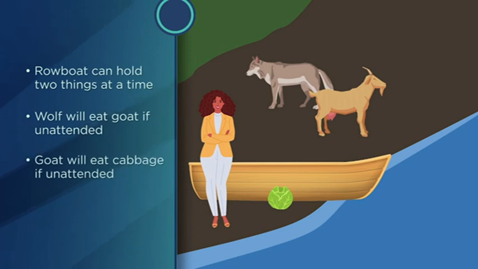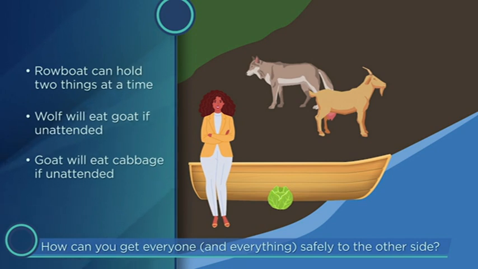And if the goat is left unattended with the cabbage, then the goat will eat the cabbage. We'll assume that the wolf has no interest in the cabbage. How can you get everyone and everything safely to the other side? As always, put me on pause if you want to give this a try.